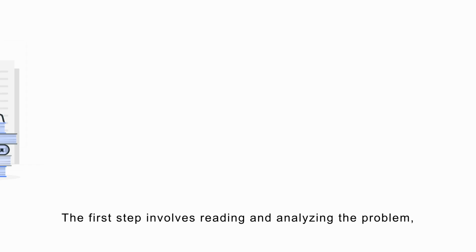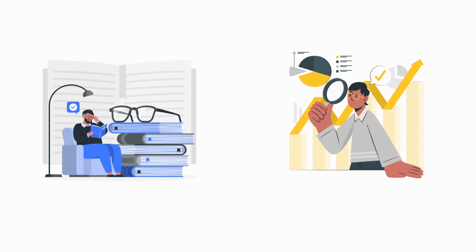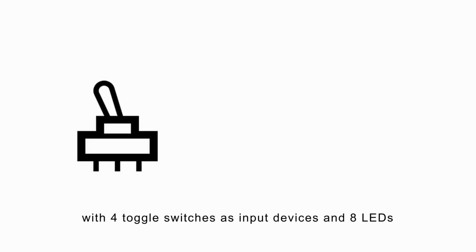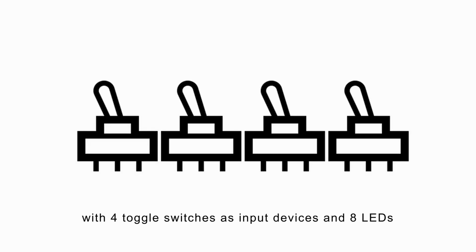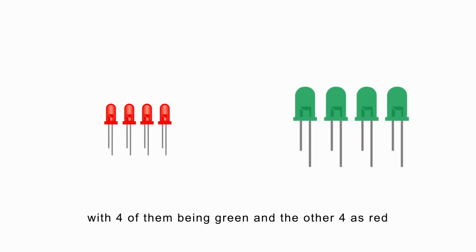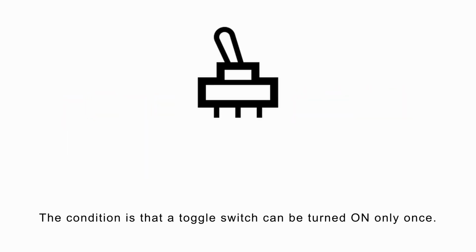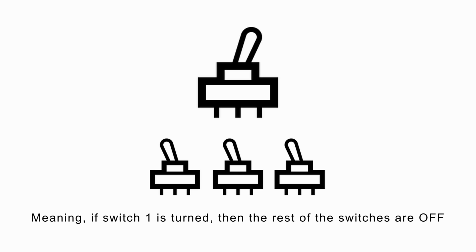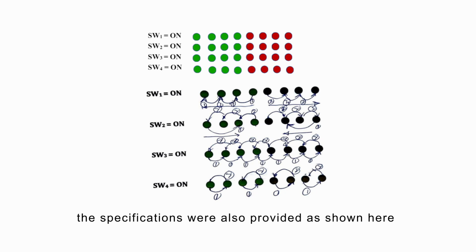The first step involves reading and analyzing the problem, which is to design and implement an ESP32 circuit with 4 toggle switches as input devices and 8 LEDs, with 4 of them being green and the other 4 as red. The condition is that a toggle switch can only be turned on once, meaning if switch 1 is turned on, then the rest of the switches are off. Aside from the problem description, the specifications were also provided as shown here.